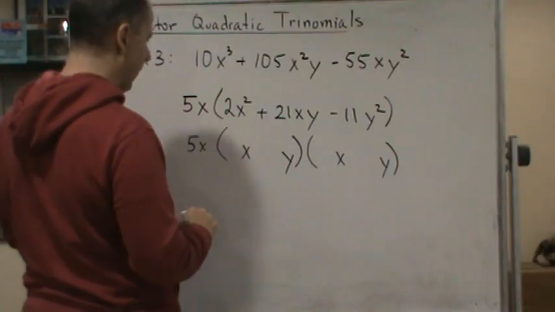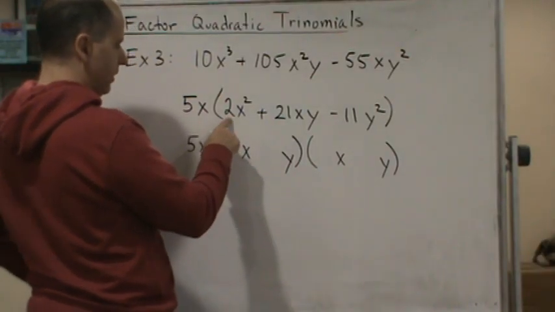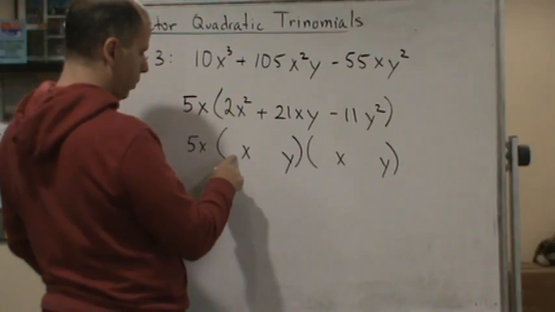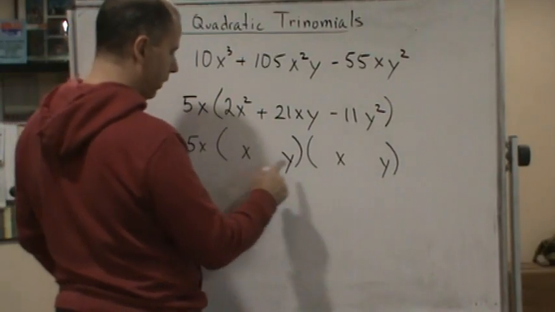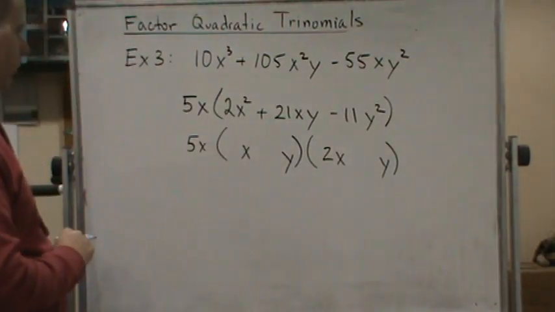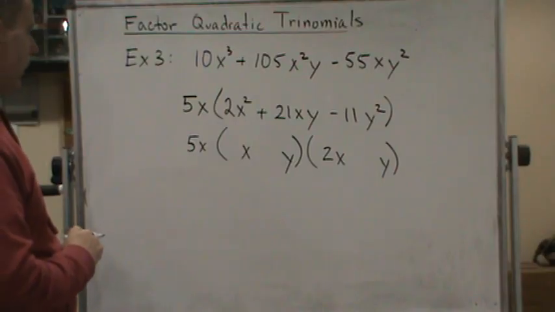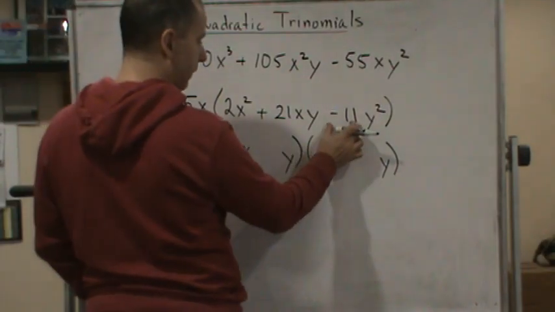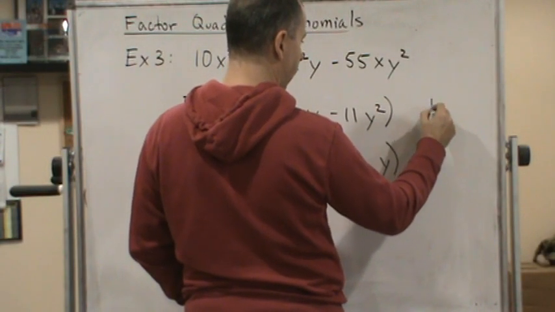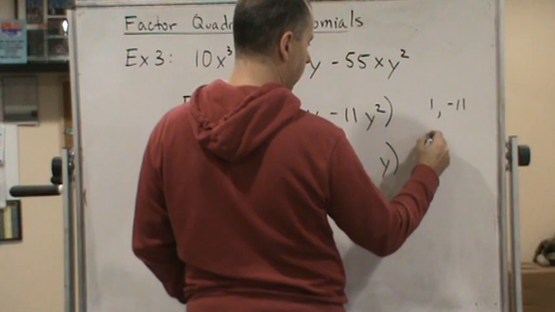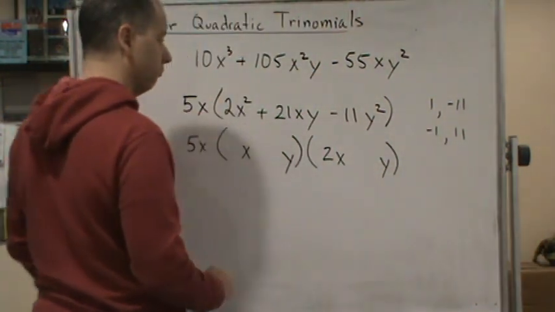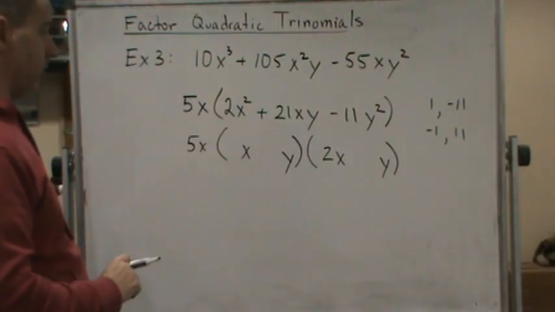And so now what we have to do is, well, here we've got 2, which is a prime number. So the only factors of 2 are going to be 1 and 2. So we'll put an x, 1 here, and we'll put 2 here. Now, if we look at the minus 11 here, what are the factors of minus 11? It could be 1 and negative 11, or it could be negative 1 and 11. Or they could be switched, right?